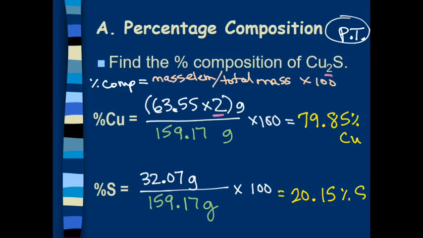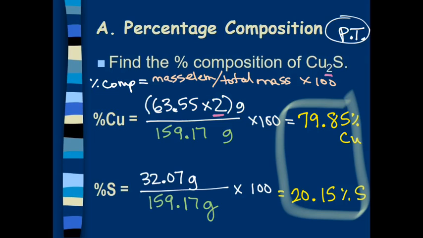20.15% sulfur. And a way to double check your answers, go back, make sure that your percentages right here add up to 100% or really close to it. It might be 99.98 or 100.001, something like that. But if you get 100% there, chances are you did the rest of your math correctly. And be sure to look at your periodic table at the correct element. So there's your example for percent composition of a compound.